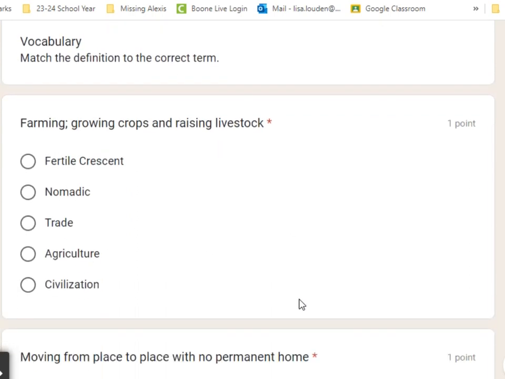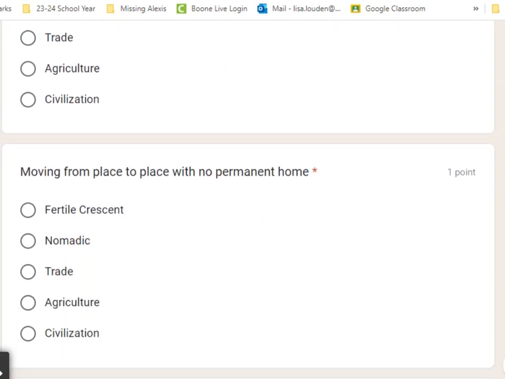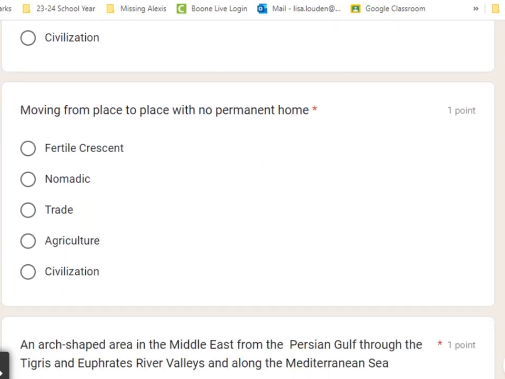Vocabulary. Match the definition to the correct term. Farming, growing crops and raising livestock. Is that describing the Fertile Crescent, nomadic, trade, agriculture, or civilization? Moving from place to place with no permanent home. Is that the Fertile Crescent, nomadic, trade, agriculture, or civilization?